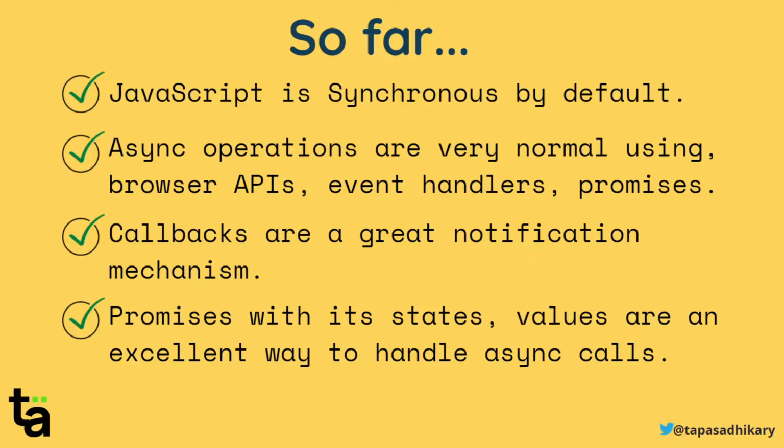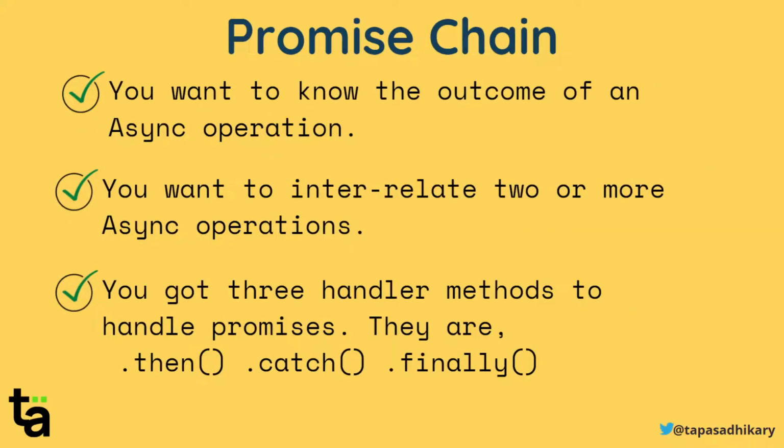Then we also learned a bit about promises, like how promises help with asynchronous operations. How can we get states, values, or the reasons whenever an error happened. So it's an excellent way to handle asynchronous calls. So this is what we have covered so far, and today's goal is basically to talk a little bit further and understand what exactly a promise chain is.